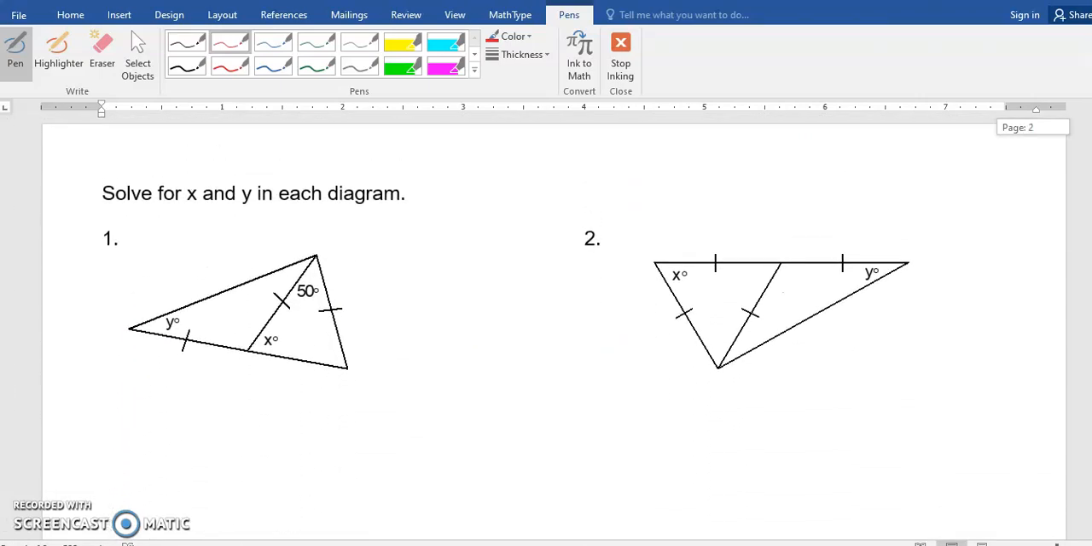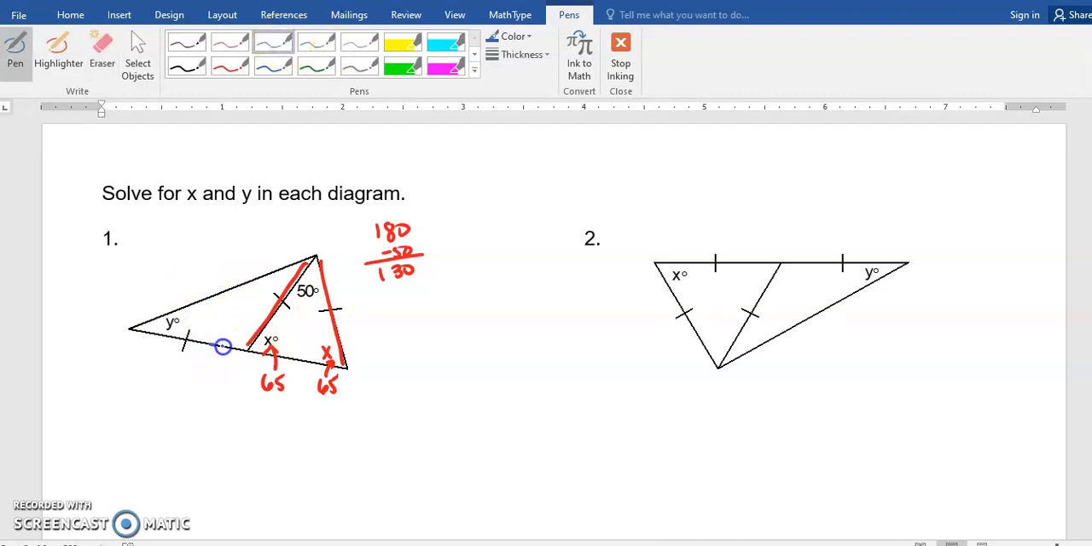Sometimes we can use it for finding x and y in the diagrams. So if these two sides in this triangle on the left are congruent, ignoring the other part of the picture for now, these two angles have to be congruent. If that one's x, the other one is x. Triangles add up to 180. We've used up 50 in that top angle, so the remaining 130 has to get split evenly, and that means these two angles are each 65 degrees.